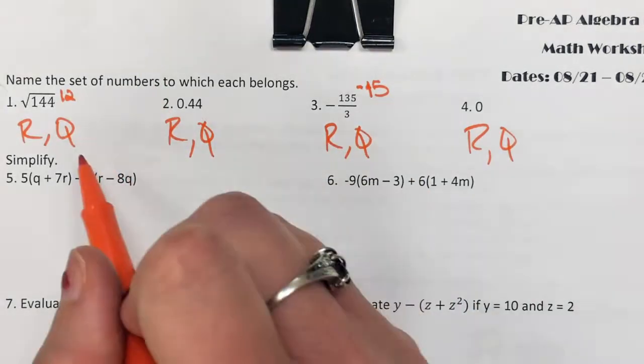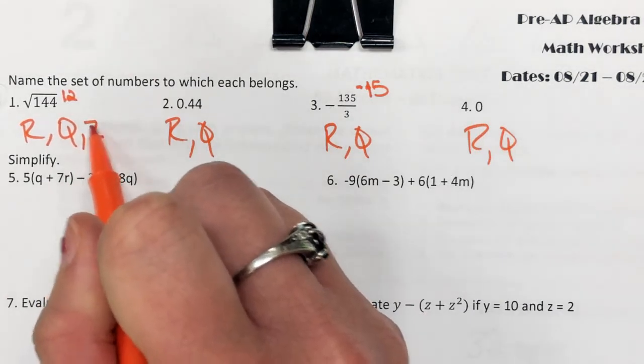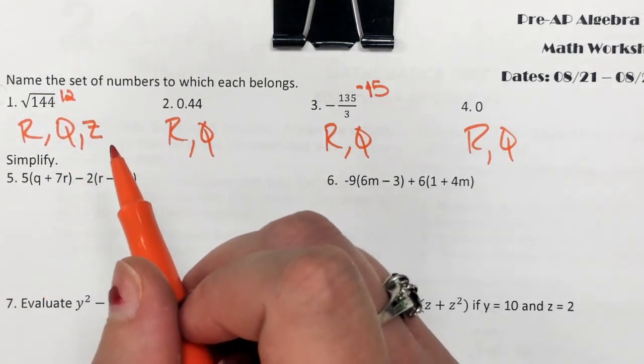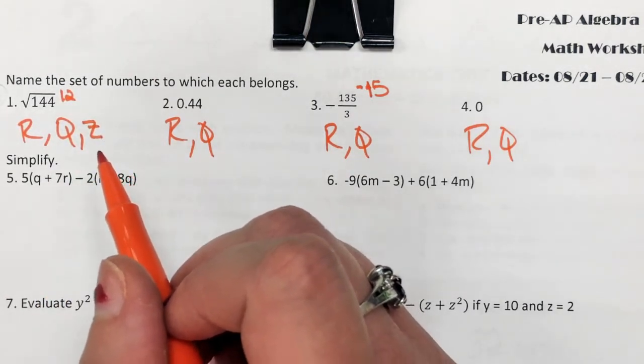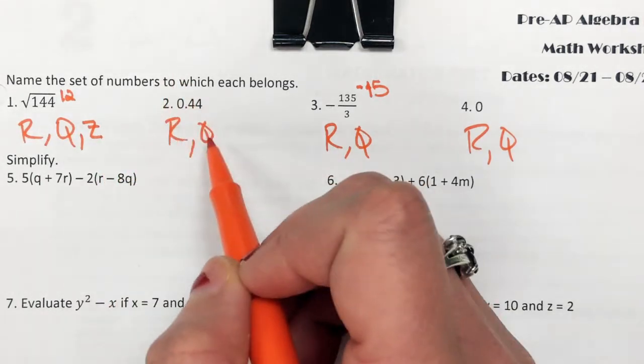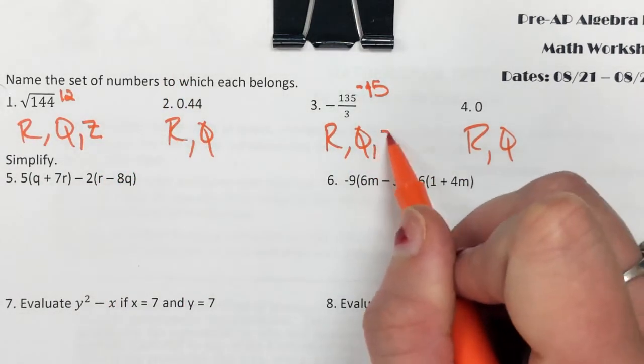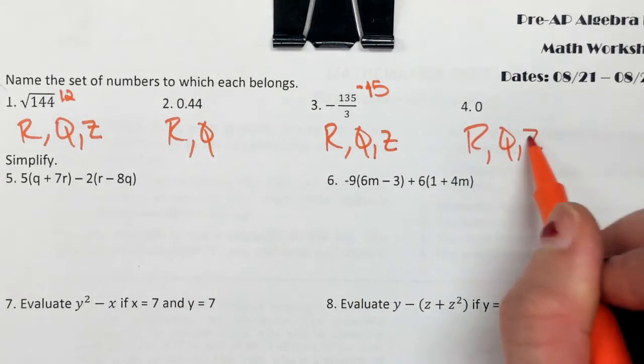Is number 1 an integer? Yes. There's no decimals, but it's negatives, zeros, and positives. So what about number 2? Nope. Number 3? Yep. And then number 4? Yes. Then you go to whole numbers.